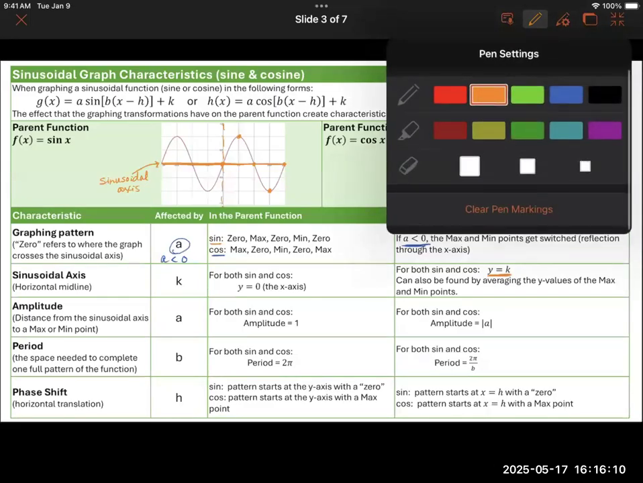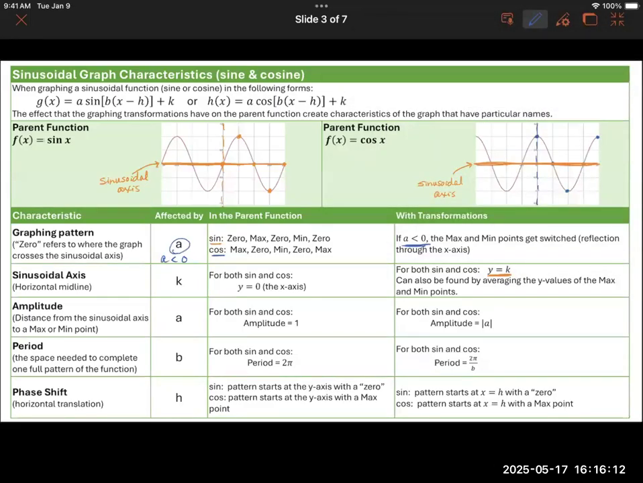Then we have something called the amplitude. And the amplitude is the distance from that sinusoidal axis to a maximum point or to a minimum point. Okay, we're just talking the distance, so it doesn't really matter if we're going up or down. And if we are talking about the parent function, amplitude will always be 1. So this distance right here, from a max point down to the sinusoidal axis, that's what we call the amplitude.